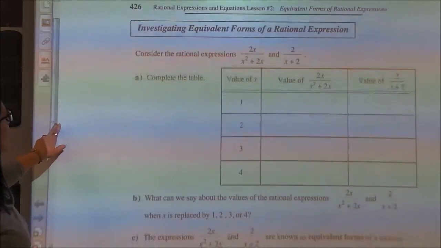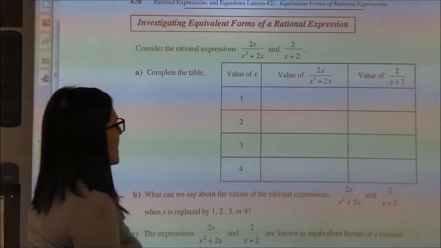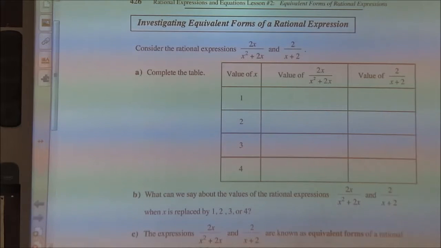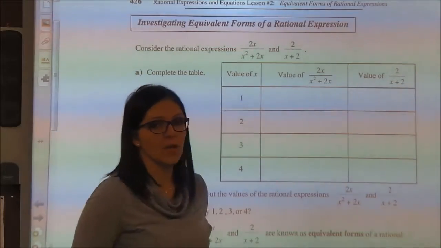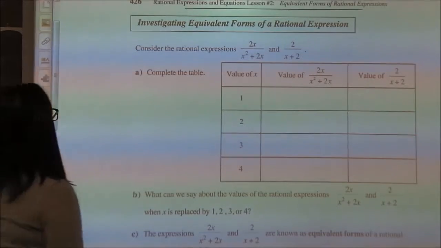So the next part of the video looks at equivalent forms of rational expressions. So we have 2 rational expressions, 2x over x squared plus 2x, and 2 over x plus 2. So what we need to do first is we are going to complete the table. We're going to substitute in these values of x and we're going to solve. So I'll do the first one with you as an example, and then I'd like you to complete the chart on your own.